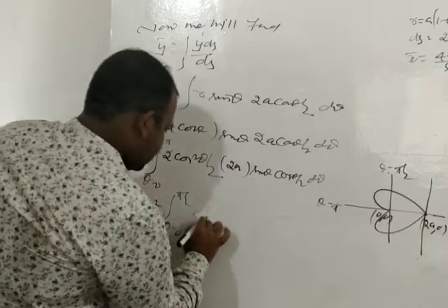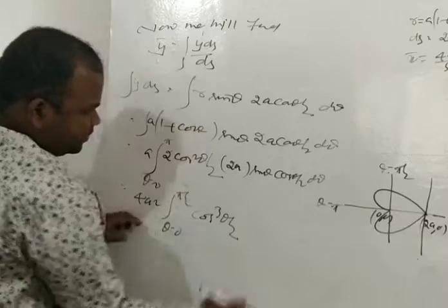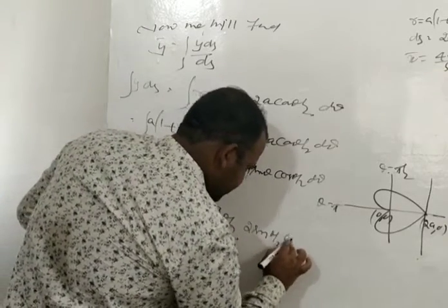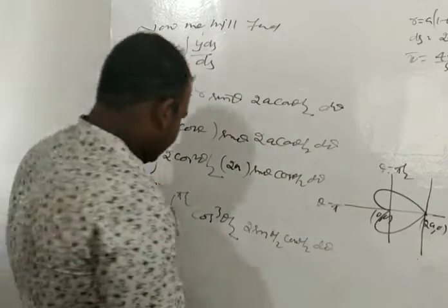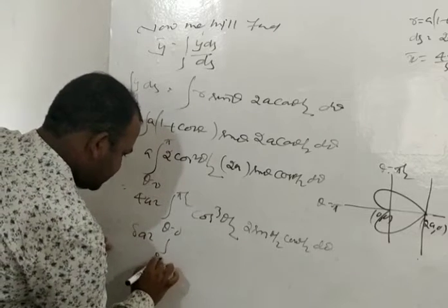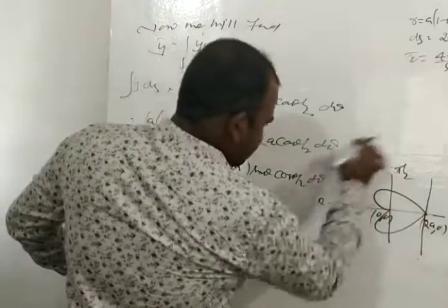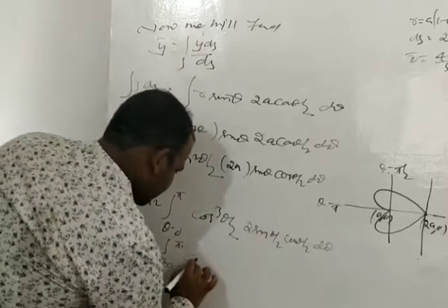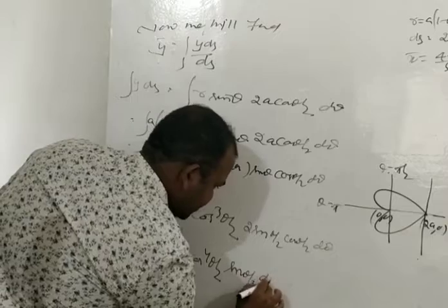Integration of theta from 0 to pi, cos square theta by 2 times cos square theta by 2 times sin theta, that is 2 sin theta by 2 cos theta by 2 into d theta, because you will convert it into the form of theta by 2. So this is 2 into 4, 8. So 8a square, theta from 0 to pi, cos raised to 4 theta by 2, and sin theta by 2 into d theta.